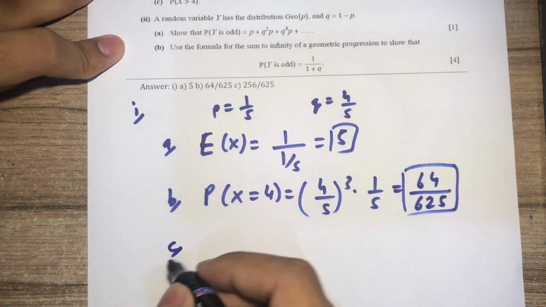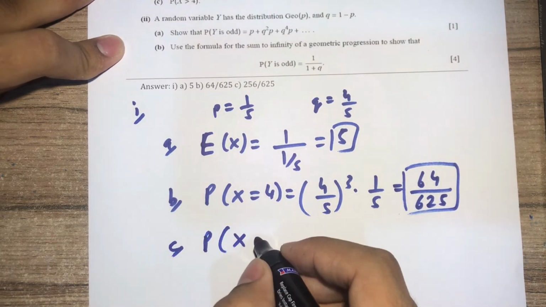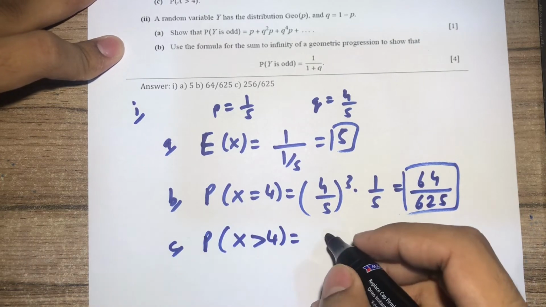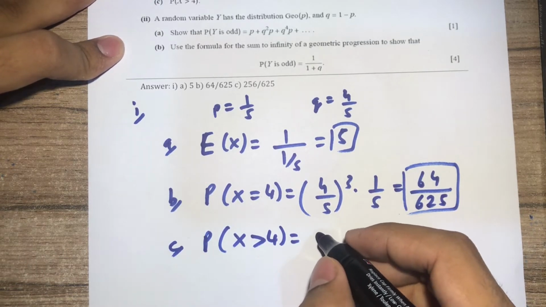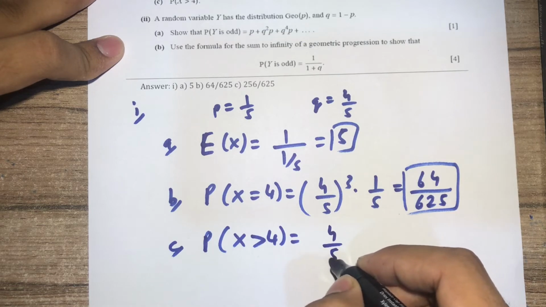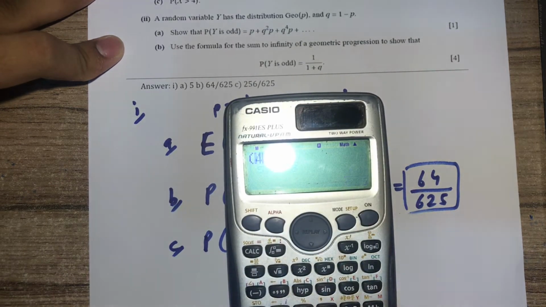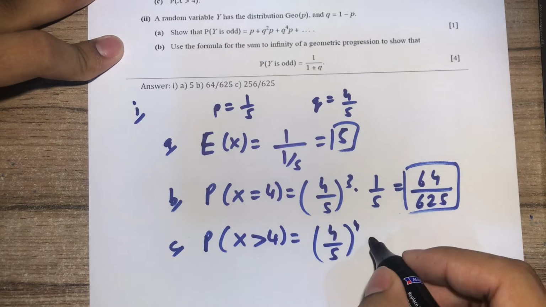Then part C, probability of x greater than 4. The formula for greater than is q power n. Q is 4/5, so (4/5) power 4, which is 256/625.